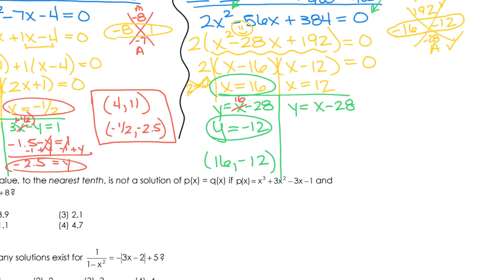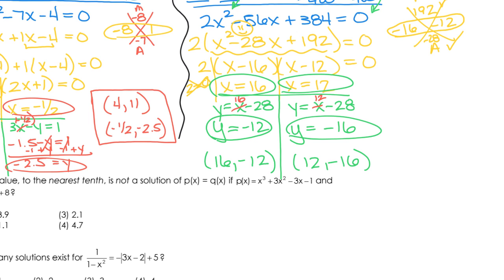Okay. On the other side, this x is coming out, that 12 is going in, and we end up with y equals 12 minus 28, and so we end up with y equals negative 16. We're going to grab the x, pair it with the y, and our point of intersection is 12, comma, negative 16. And there are the 2 points of intersection that this circle and line would have if we graph them.